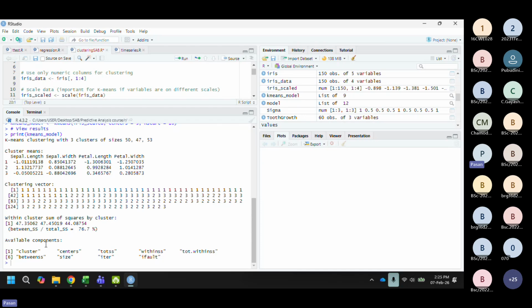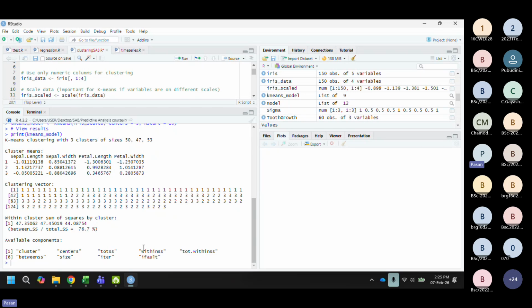And then they have some other measurements here, and we did not talk much about these, right? So how good the clustering is and so on. They are saying that the between sum of squares divided by the total sum of squares, that ratio is kind of like 76.7%. So we don't need to worry about this actually. That's indicating how good your clustering is and so on.